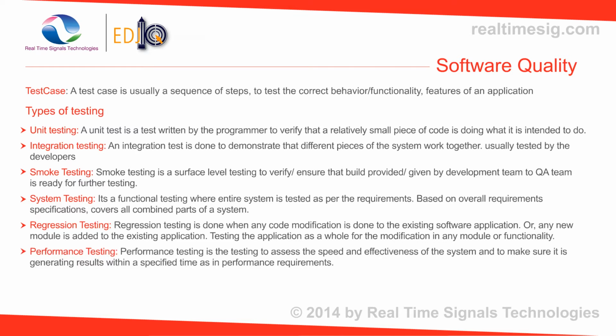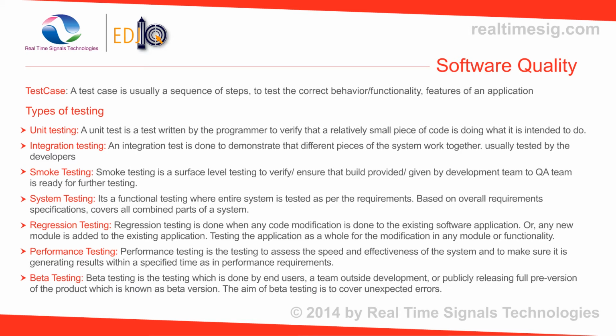Performance testing. Performance testing is the testing to assess the speed and effectiveness of the system and to make sure it is generating results within a specified time as in performance requirements. Beta testing. Beta testing is the testing which is done by end users, a team outside development, or by publicly releasing a full pre-version of the product, which is known as beta version. The aim of beta testing is to cover unexpected errors.